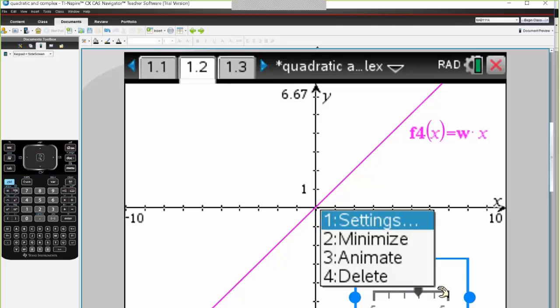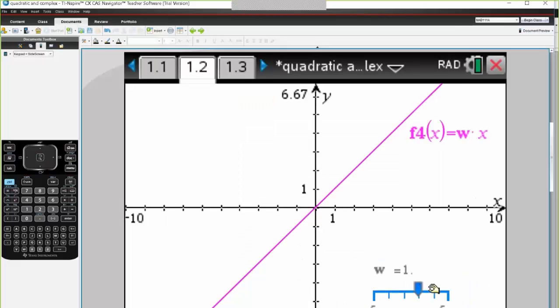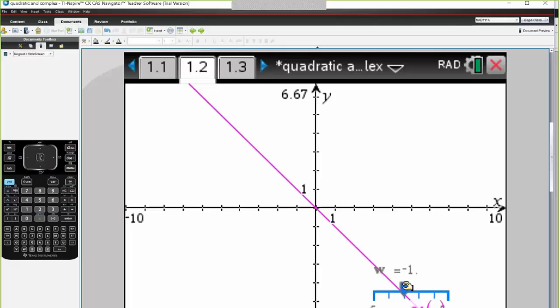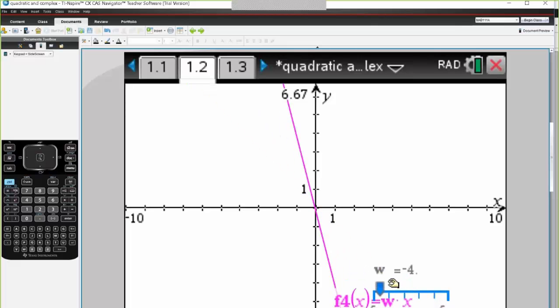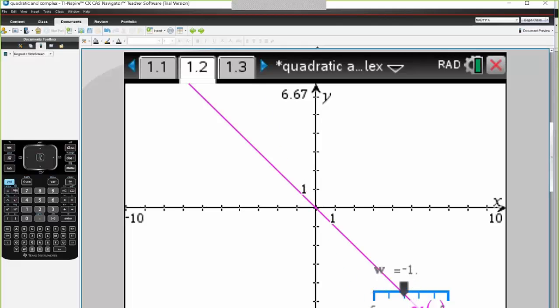So by right-clicking with my mouse, because I am in the software, I can go into settings, and it's the variable that it's linked with, the value that it starts at, minimum value, maximum value, and how you want it to step up or increase. Then all the students need to do is drag along, and that's very powerful, seeing what does happen with that W. In this particular case, linear, but what's it doing? Very easy to do, but you do need to be on the latest of the last couple of operating systems.